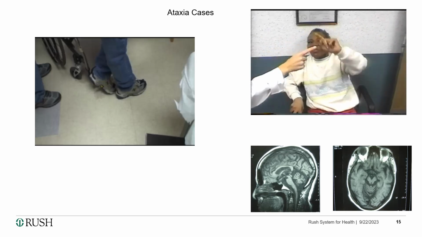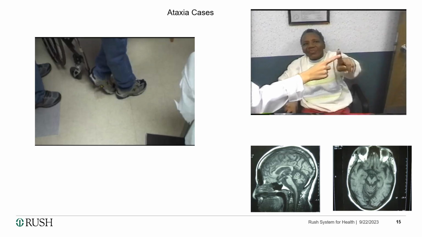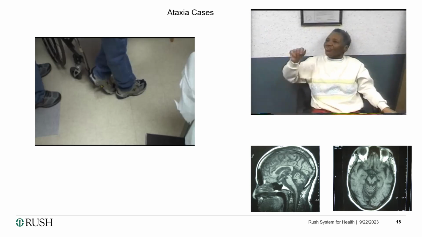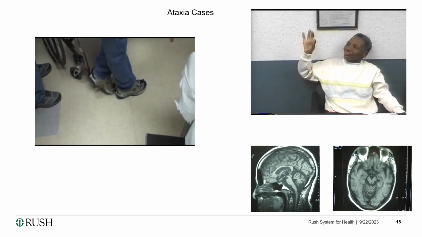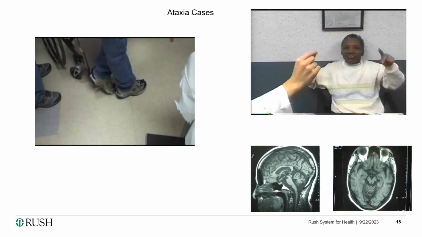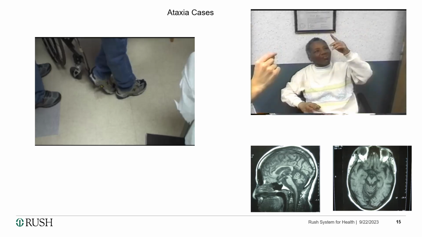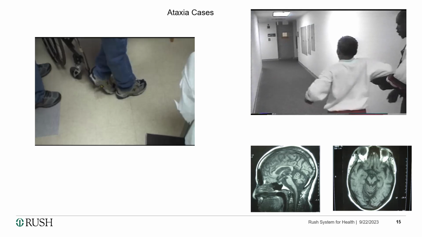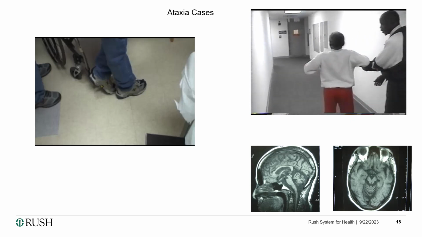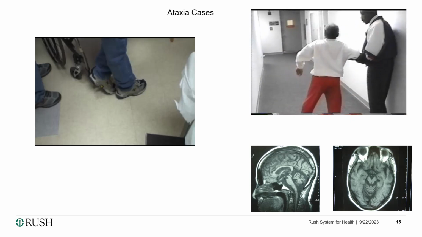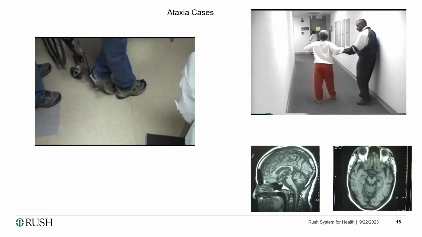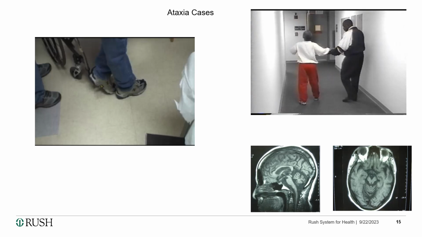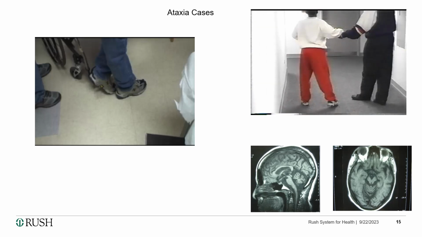On her finger to nose, we're seeing she's got some problems hitting the target accurately. So she's got some dysmetria. And again, some intention tremor as she gets close to her nose or close to the target. Frequently we do these tasks we would do in a Parkinson's patient looking for bradykinesia. And then as she's walking, she's got this characteristic wide-based stance that we see in cerebellar ataxia.